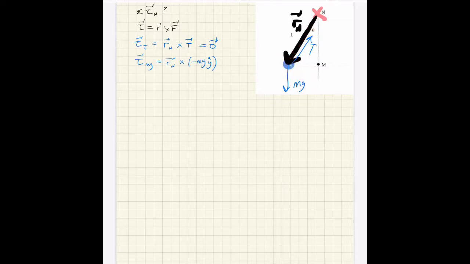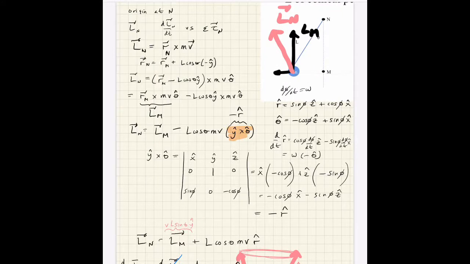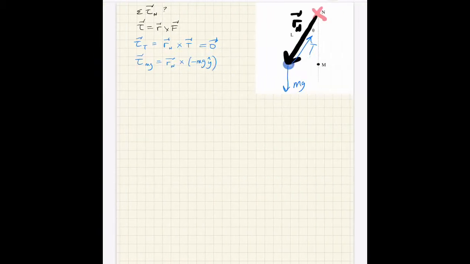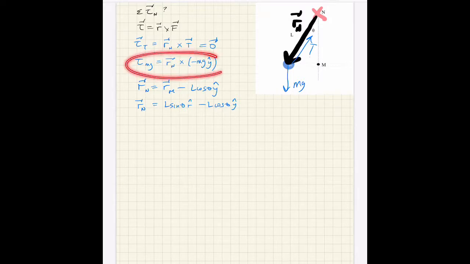But I already have the full R sub N vector written out, don't I? Yep, I already have R sub N written out, so let's take a look at it. It's R sub M minus L cosine theta in the y hat. And remember, R sub M was just L sine theta in the radial direction. So I feel like we should take the cross product again. You guys are like, really? I'm like, yeah. So we're going to look at R sub N crossed with gravity to find out what the torque from gravity is.